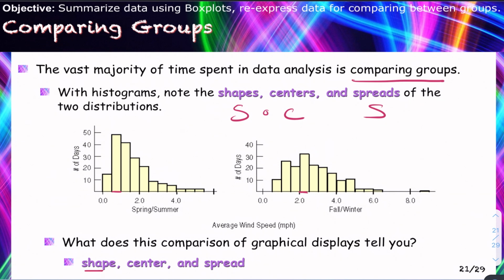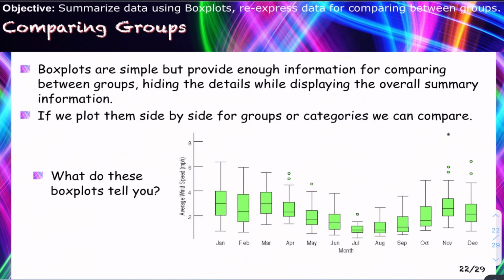This is why it's so important when we describe the shape, the center, and the spread, as now we can start using comparison words to distinguish between two distributions. Well, what happens when you want to compare multiple distributions? It's not as easy to just look at a lot of histograms, which is why at a glance, we can look at these box plots.